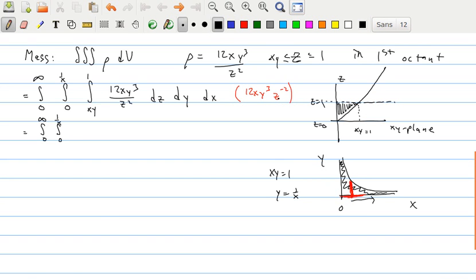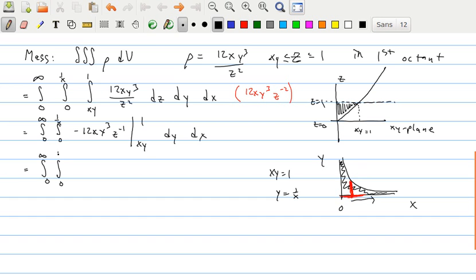So we're going to increase the power to negative 1, divide by negative 1. That gives us minus 12x y cubed z to the negative 1. And we're evaluating this from xy to 1. That took care of the z integral. Next we're going to integrate with respect to y, and then with respect to x. So that's our first step, our first inner integral.